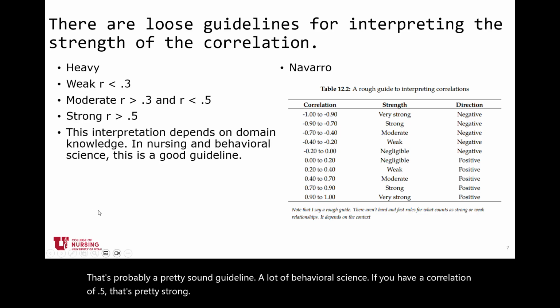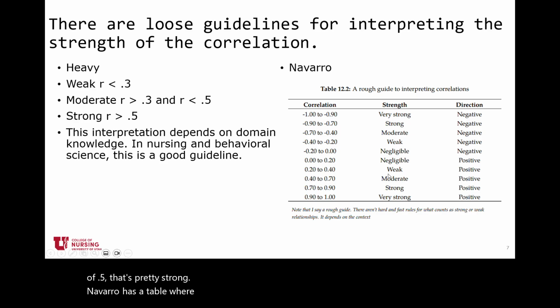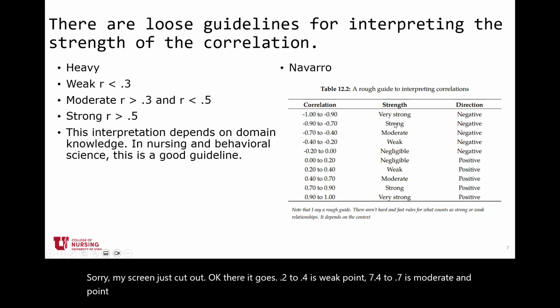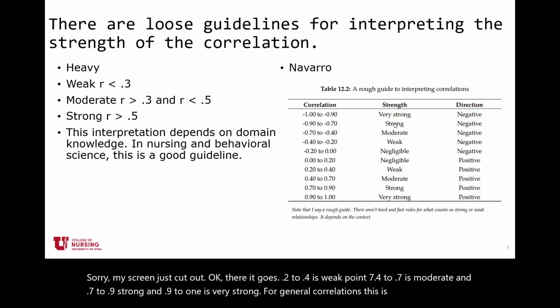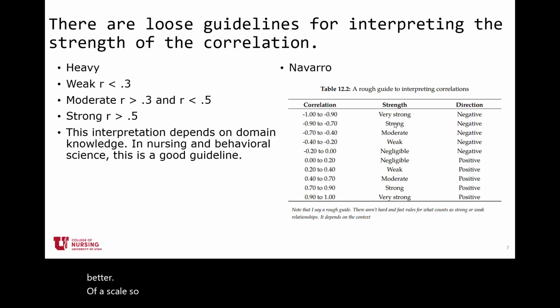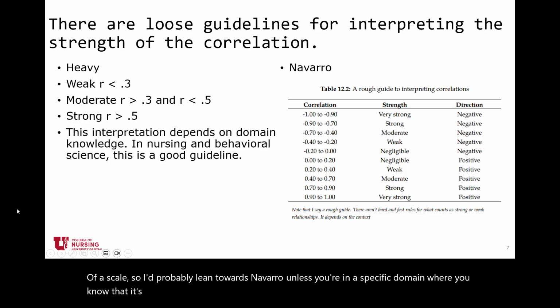Navarro has a table where Navarro describes 0 to 0.2 as negligible. Sorry, my screen just cut out. Okay, there it goes. 0.2 to 0.4 is weak, 0.4 to 0.7 is moderate, 0.7 to 0.9 strong, and 0.9 to 1 is very strong. For general correlations, this is probably a little better of a scale, so I'd probably lean towards Navarro unless you're in a specific domain where you know that it's following behavioral science guidelines.